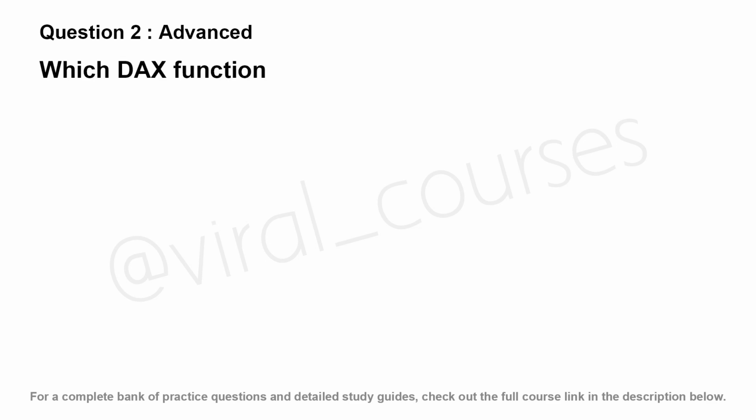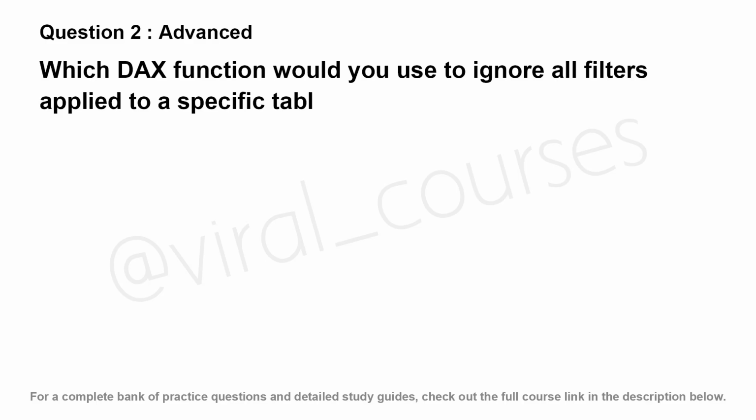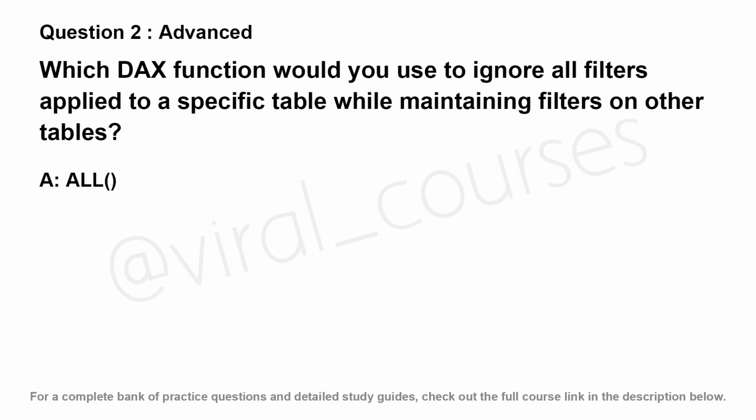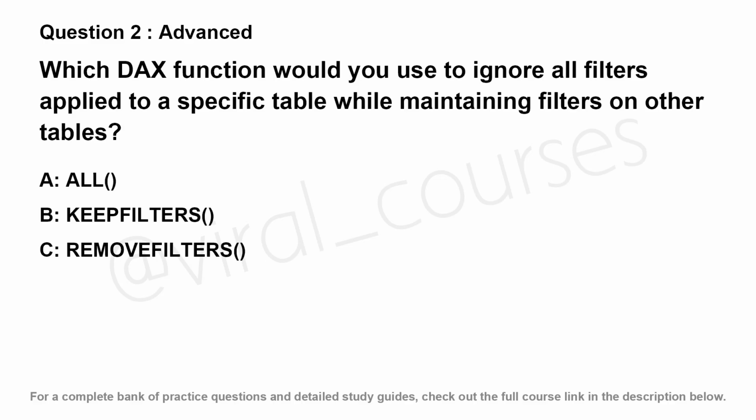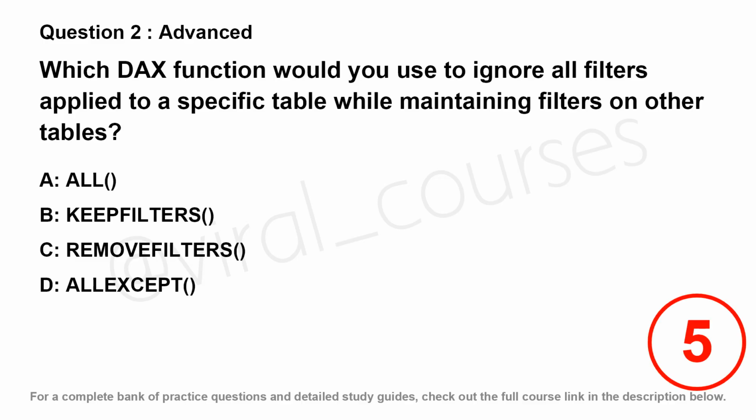Which DAX function would you use to ignore all filters applied to a specific table while maintaining filters on other tables? Option A, ALL. Option B, KEEPFILTERS. Option C, REMOVEFILTERS. Option D, ALLOWED.